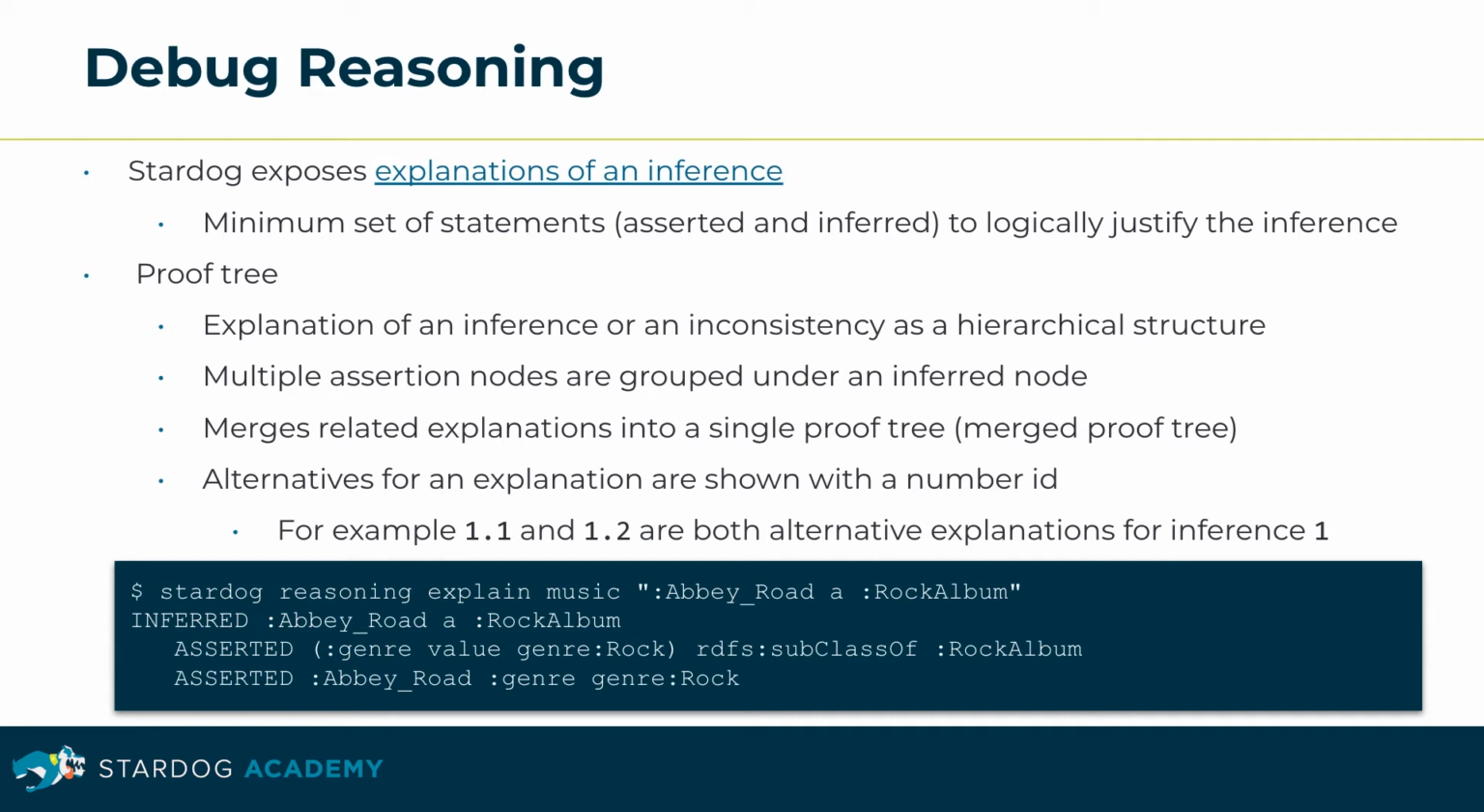The explanations of an inference or an inconsistency are organized in a hierarchical structure called proof tree. Nodes representing assertions that lead to an inference are grouped under the inferred node. Related explanations are merged into a single proof tree, the so-called merge proof tree. Alternatives for an explanation are given a numerical ID referring to the respective inference.